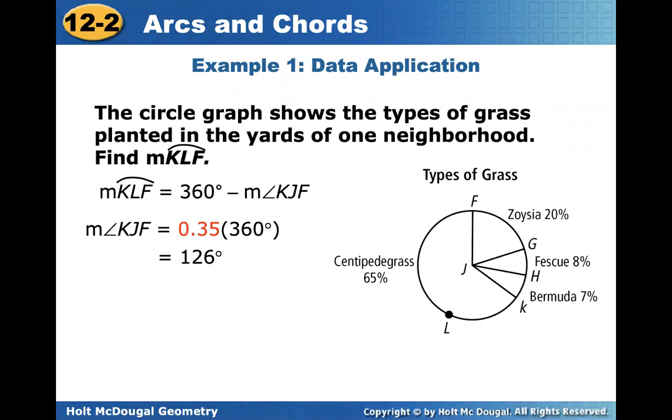So from here to here is 126. I'm going to subtract that from 360. That will give me then the measure from here to here, the measure of the major arc. So the measure of arc KLF is 234 degrees, finding the major arc. That makes sense? That's what we just talked about in the circle graphs. These are percentages, which are also decimals, which are also fractions. That's what we would multiply by 360 to find each one of these parts. But we don't have to find each one of them separately, do we? We can find them all together, can't we? Questions on that one? Finding the measure of the arc?